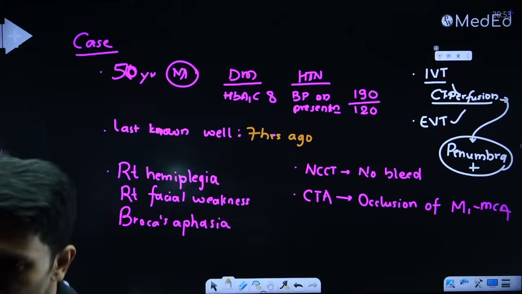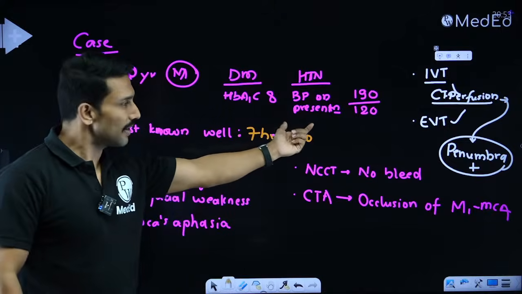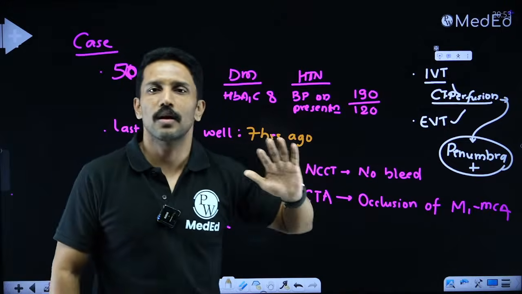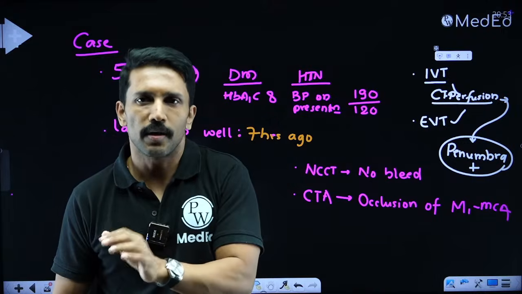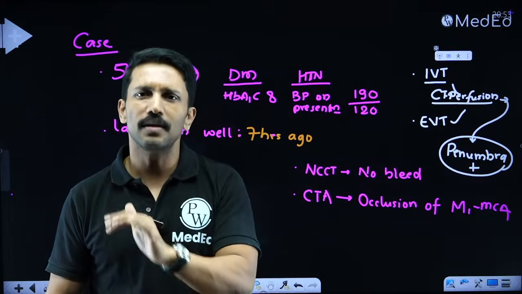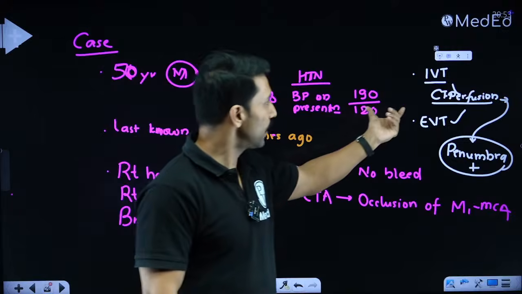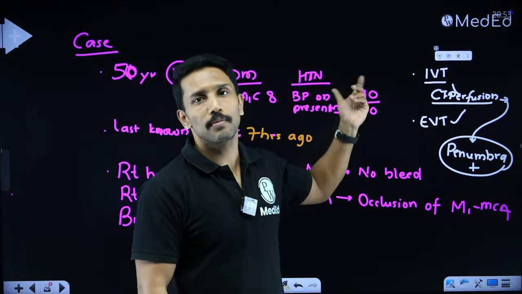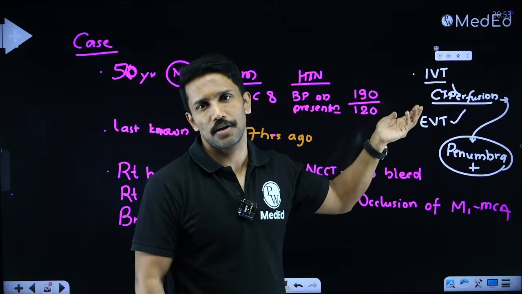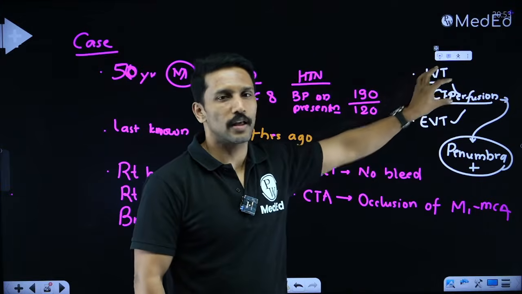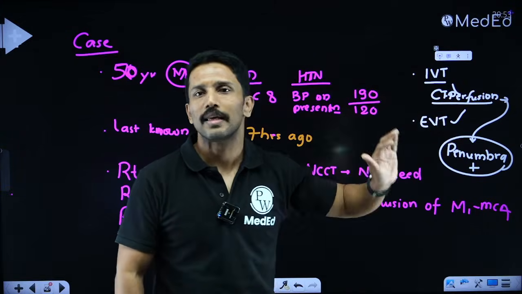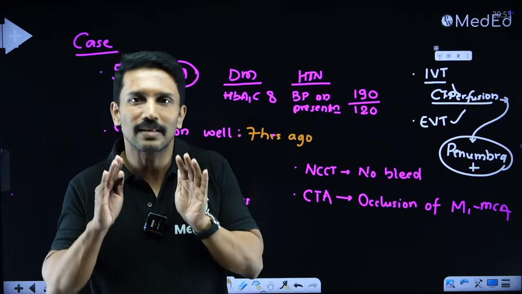Yes, that's what. So the BP is a relative contraindication here, but you can give IV BP lowering medications like labetalol. Quickly lower it. If you're able to lower it, then you can go ahead with IVT. If you're not able to lower it, then it becomes a contraindication. Then he is no longer eligible for IVT. He remains only eligible for EVT. Okay, so that's the approach.